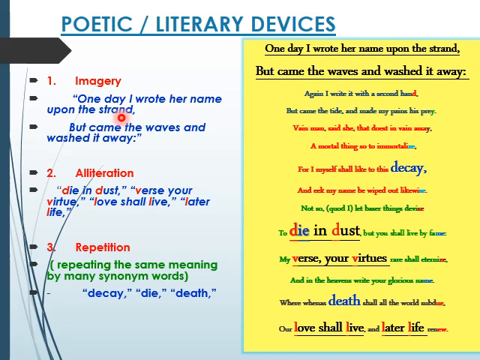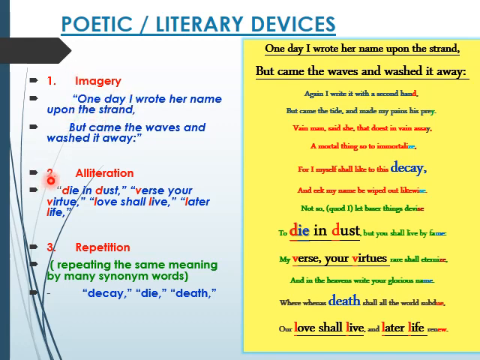A visual image in our minds. We imagined two people sitting on the shore and he wrote her name. One day I wrote her name upon the strand. And also an image in the second line: but came the waves and washed it away. This is the first one, imagery.